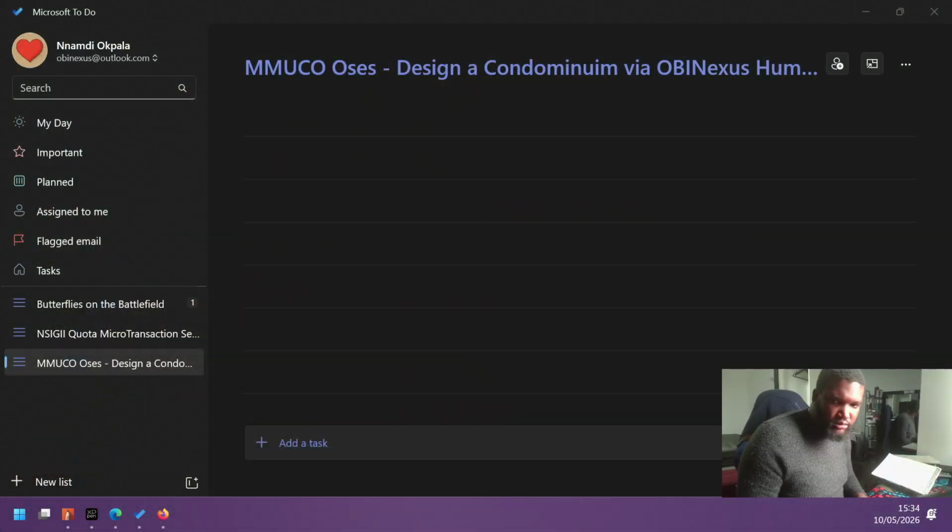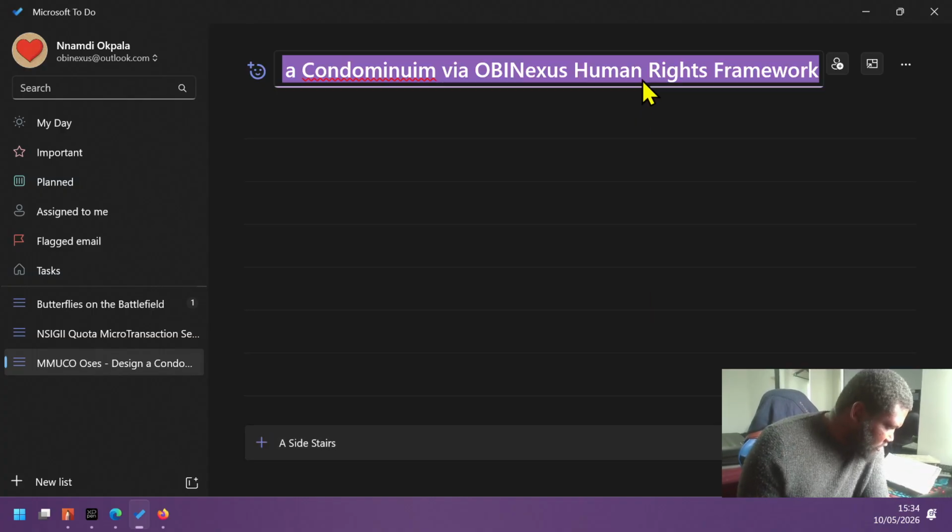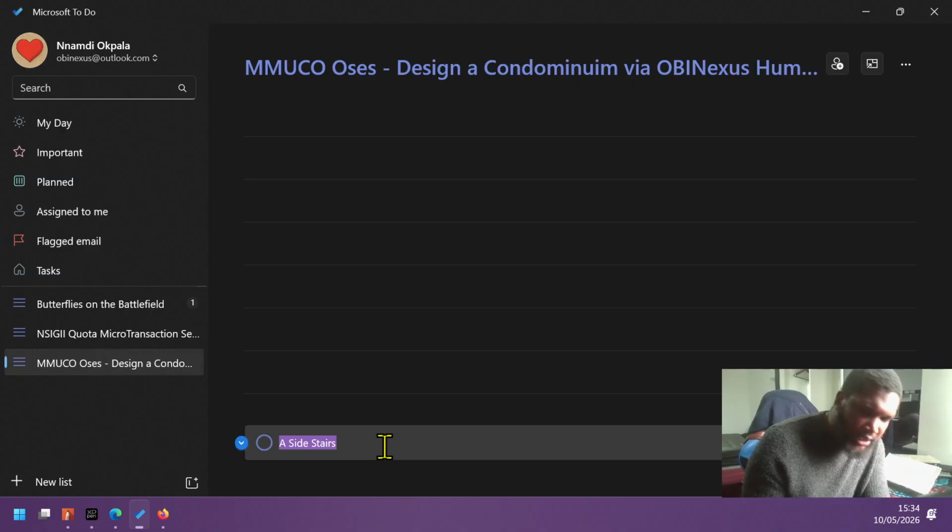So we need 1 second. Let me just show you what I'm doing here on my computer. So we need a side door, side stairs. Okay, design a condominium floor plan, ground floor plan.